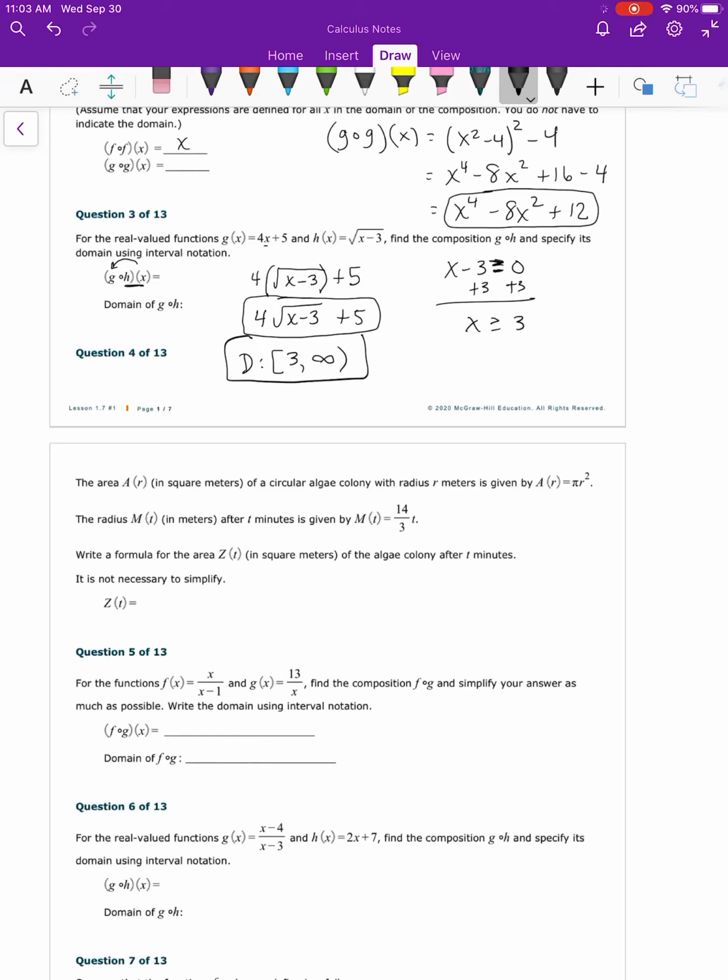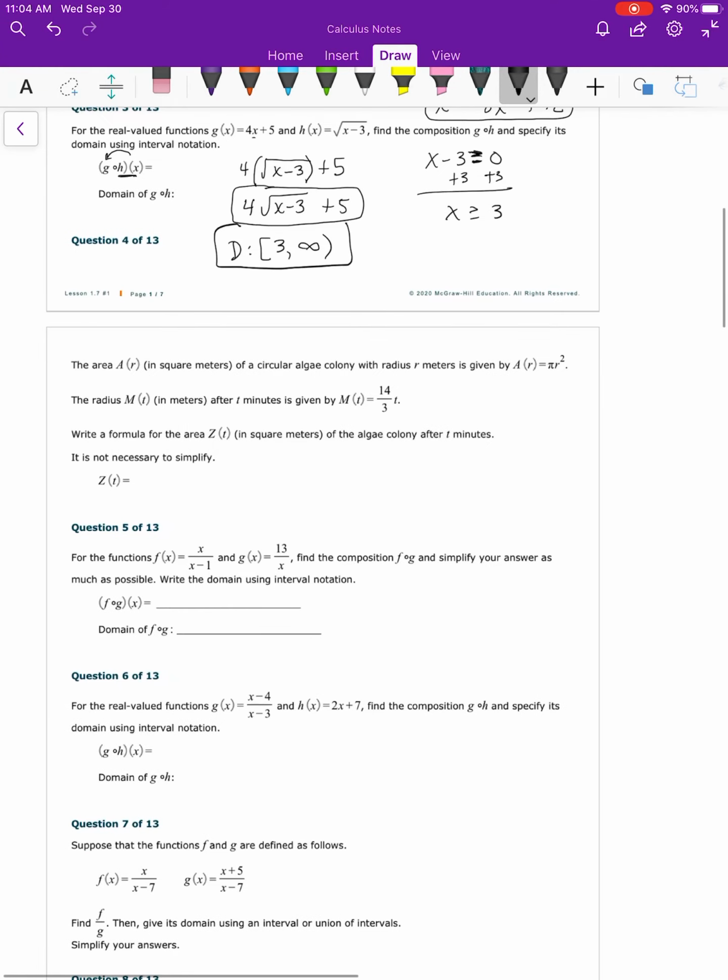Okay, the next one, question 4. The area A of r in square meters of a circular algae colony with radius r meters is given by A of r equals pi r squared. The radius m of t in meters after t minutes is given by m of t equals 14/3 t. Write a formula for the area z of t in square meters of the algae colony after t minutes. It is not necessary to simplify.